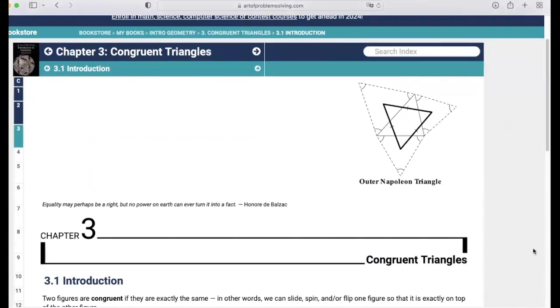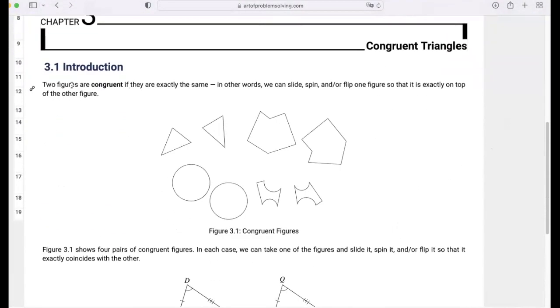Okay, are you okay so far? Any last minute question for chapter 2? If not, I'll start with chapter 3. Is everyone good? Can you give me a thumbs up if you are? Okay, thank you. Okay, so two figures are congruent if they're exactly the same.